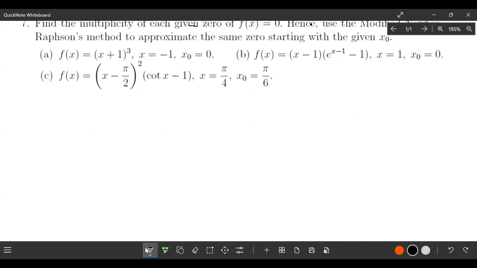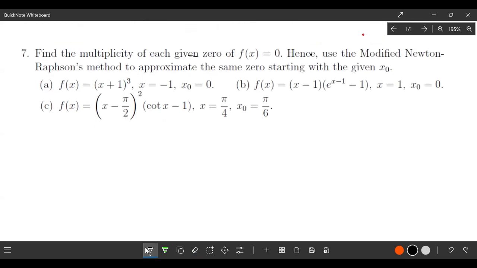Okay, so let's look at question number C now. We follow the same procedure. We have f of x equal to x minus pi over 2 squared times cot x minus 1. Are you able to see the screen now, other than MATLAB? Yes. Okay, thank you.